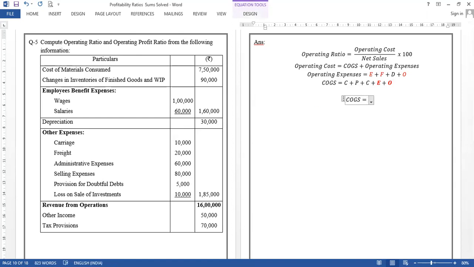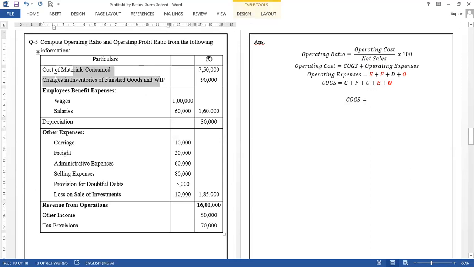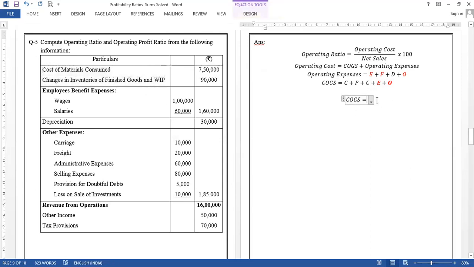COGS is CPCEO, that is cost of material consumed, purchase of stock in trade, changes in inventory, employee benefit expenses and other expenses. Why are these marked with red over here? Because from employee benefit expenses and other expenses, I need to take care of direct expenses only when I am calculating COGS. I can see that cost of material consumed is given, changes in inventory is given. These two amounts are given to us. So let us start calculating this COGS now.